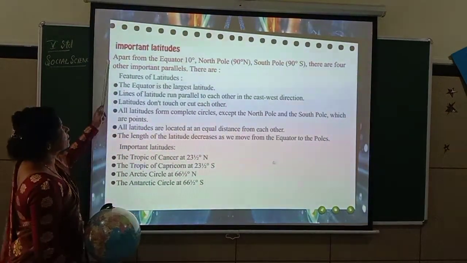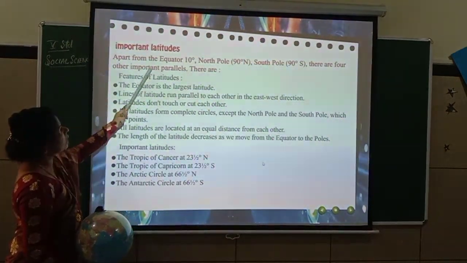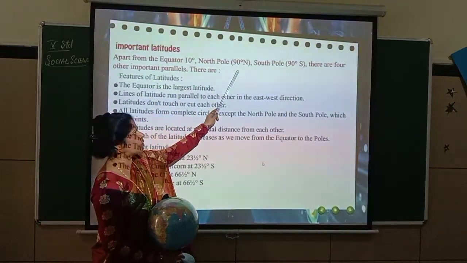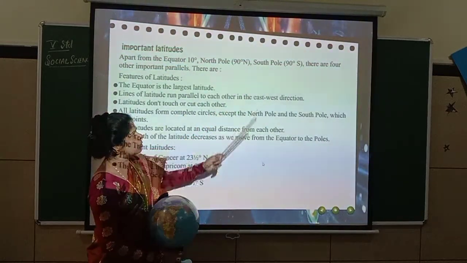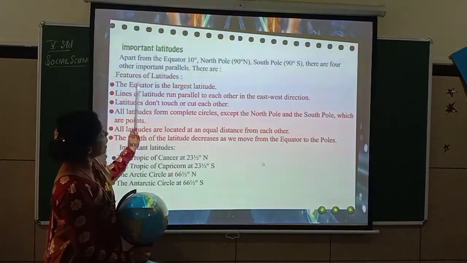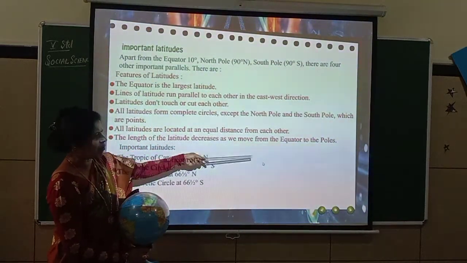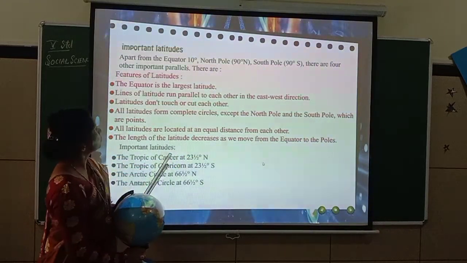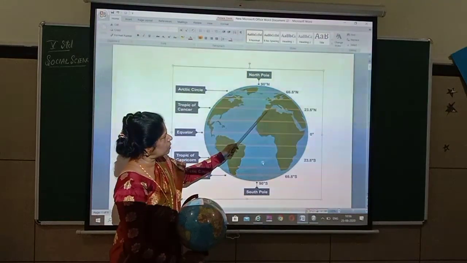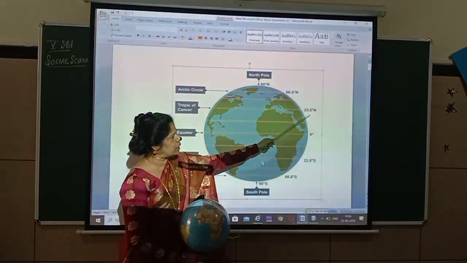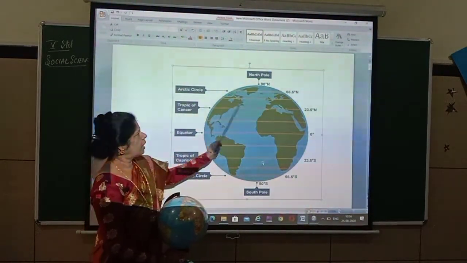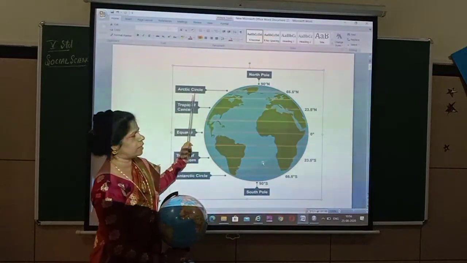Important latitudes. Apart from the equator, the north pole is at 90 degree north, I told you, and the south pole is 90 degree south. There are 4 other important parallels. Already I have shown you that in the previous image. See here, 4 more are there. What are those 4 more? One is here towards north. 23 and a half degree north is the Tropic of Cancer, and 66.5 degree north is the Arctic Circle.